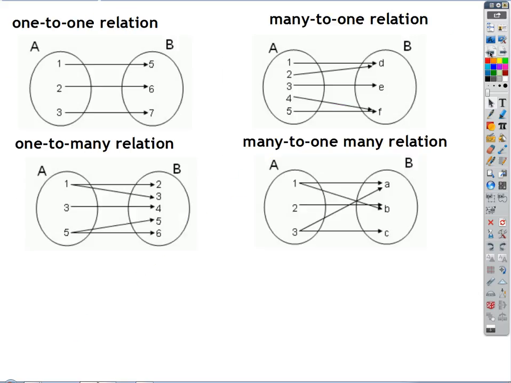All right, so, you want to go back? Yes. Okay. Okay, why does it say many to one many? Because I screwed it up. So it's supposed to be many to many. There you go. Sorry. Okay?